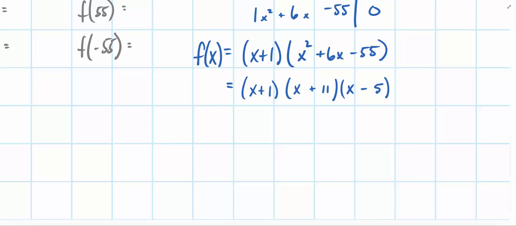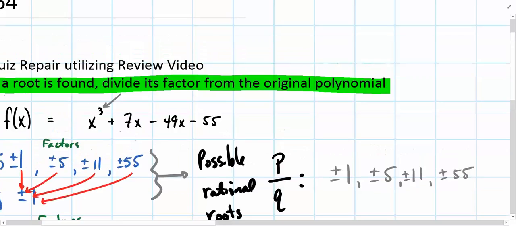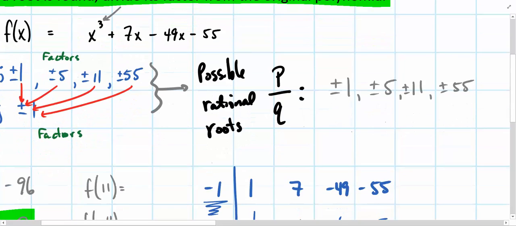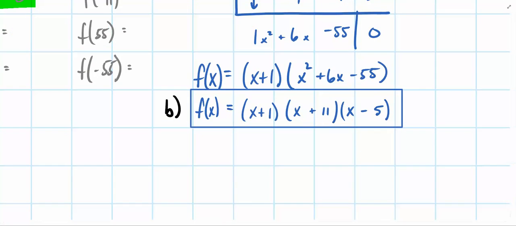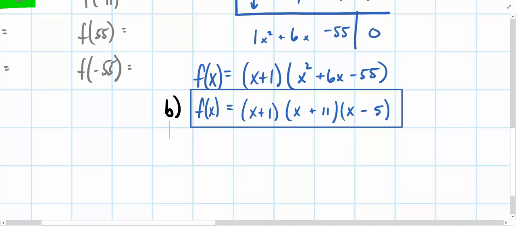So this is the factored form of the polynomial. So this is actually a good answer for part B, when the problem asked us to factor f. This is a good solution for that.